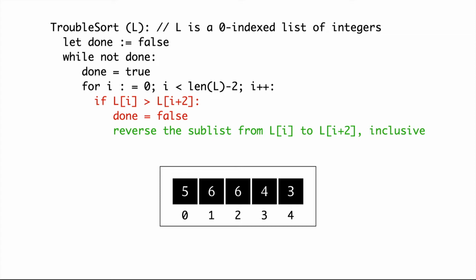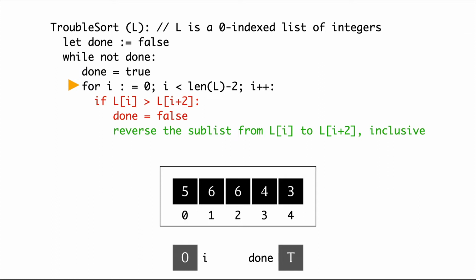So we have an array here with 5 elements, 5, 6, 6, 4, 3 in that order, and the numbers written just below these elements are the corresponding array indices, just for our reference. So let's go over a run of Treble Sort on this array. To begin with, the variable done is initialized to false and I is not initialized yet, but we'll get to that in a minute. We of course enter the while loop and reset done to true to begin with, and we initialize I to 0.